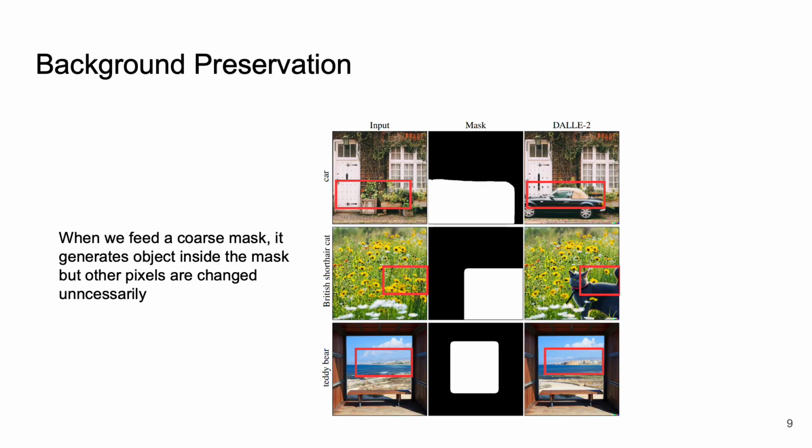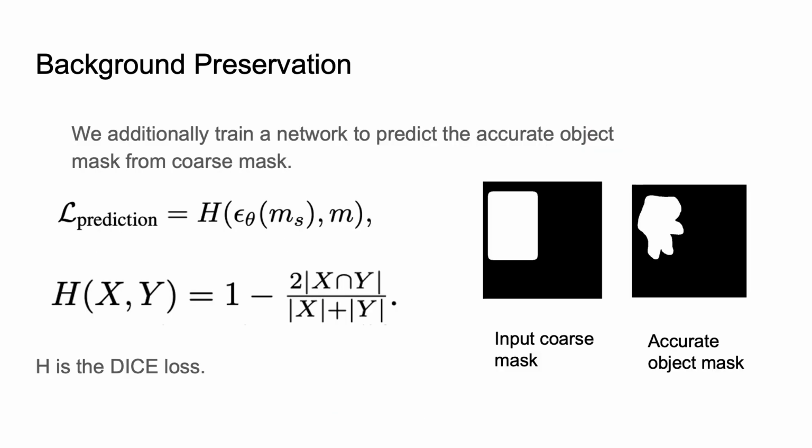And another challenge is about the background preservation. When we feed a coerced mask, it generates objects inside the mask, but other pixels are changed unnecessarily. As we have said before, for example, the doorbell has been extended, and the flowers have been changed, and the islands have also been changed here. So to address this, we additionally train a neural network to predict an accurate mask from the coerced mask.